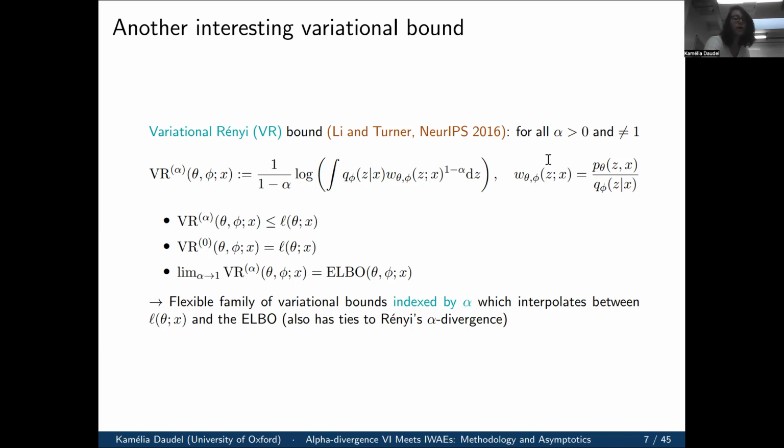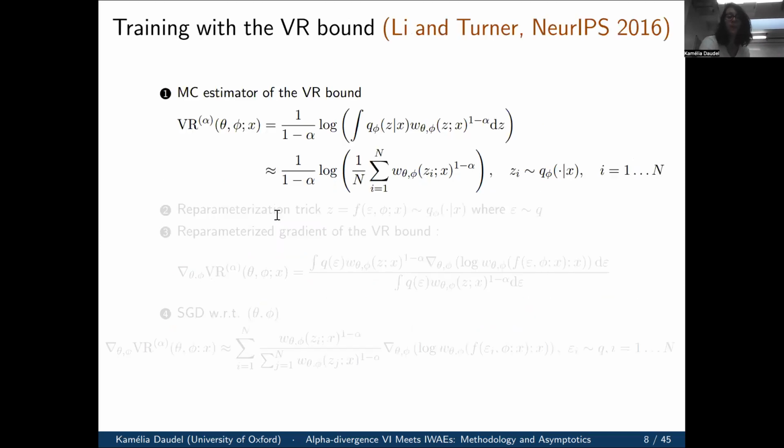Okay, so this is my other bound. It has interesting properties, and now I want to know how I train this in practice. So I'm going to follow Lee and Turner in their NeurIPS paper, and I'm going to give you the 4 steps that I was giving you before. The first one is having a Monte Carlo estimator of the VR bound. They're giving this one. The second one is to reparameterize once again.